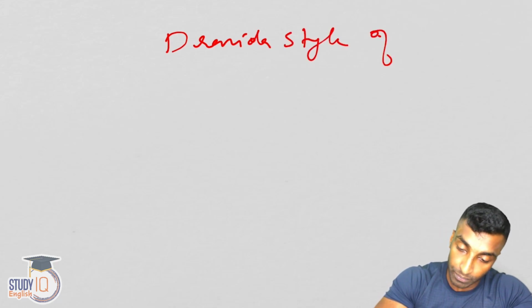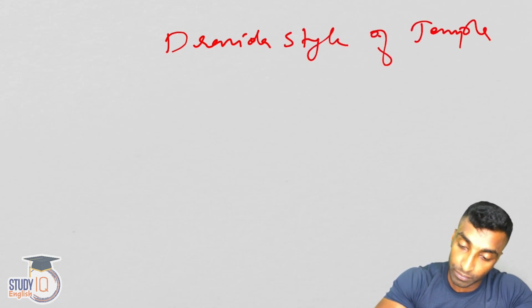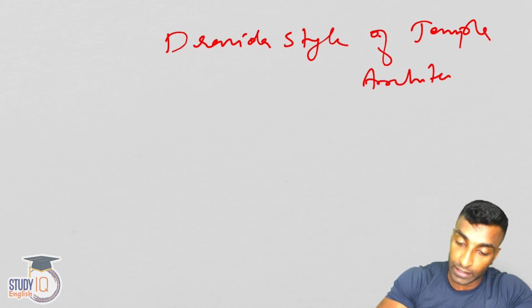Dravida style of temple architecture. I can make a diagram, and with the diagram I can explain the structure and also the features. So it is going to be very easy, like the way we discussed the Nagara style. So here I will make a diagram for the Dravida style. You can also draw along with me, or you can look into the internet or NCERT, but it will be better if you can draw. If you have a copy, then you can just draw it.